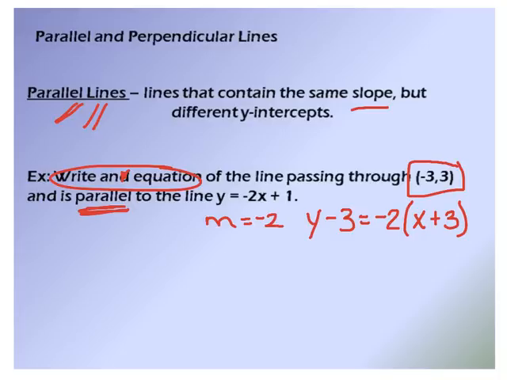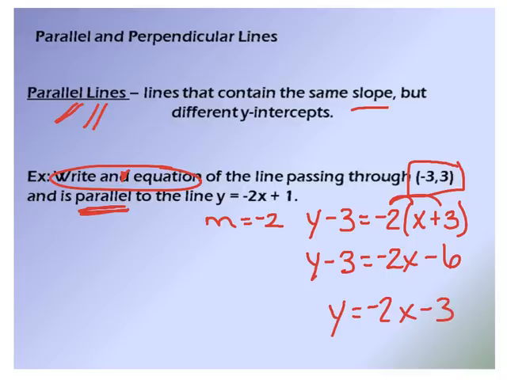So we're going to continue on and put it in slope-intercept form, which means I have to distribute that -2 first. So y minus 3 equals -2x minus 6. To get it in slope-intercept form, I need the y by itself, so I'm going to add 3 to both sides, so I get y equals -2x minus 3. Now I have an equation in slope-intercept form of a line that's parallel to the given line that runs through the point (-3, 3).